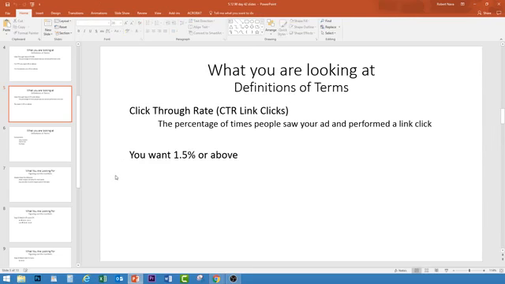Okay, if that doesn't make sense, don't worry about it. For some of you, it does make sense. Hopefully that helped you out a little bit in understanding why there's only one number here versus two. Regardless, for your link click-through rate, the only thing you care about is that you want a 1.5 or above. Okay, and again, this is baseline. This is standard. If you're making money with lower, good for you.